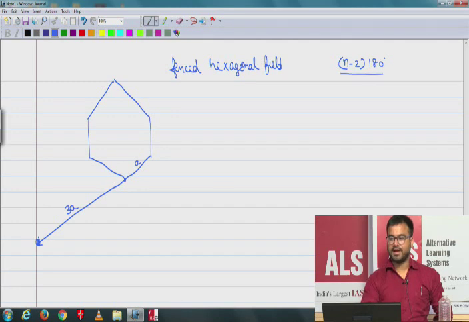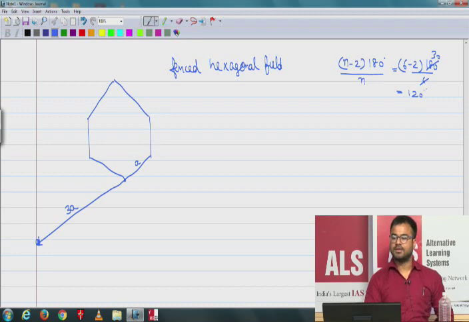So if you divide this by n, that will give you (n minus 2) into 180 divided by n, that will give you the measure of each internal angle. So here we are talking about the hexagon. Hexagon has 6 sides. So if you put n as 6, it will be 120. So measure of each internal angle is 120. Like this angle is 120, this angle is 120, like this.